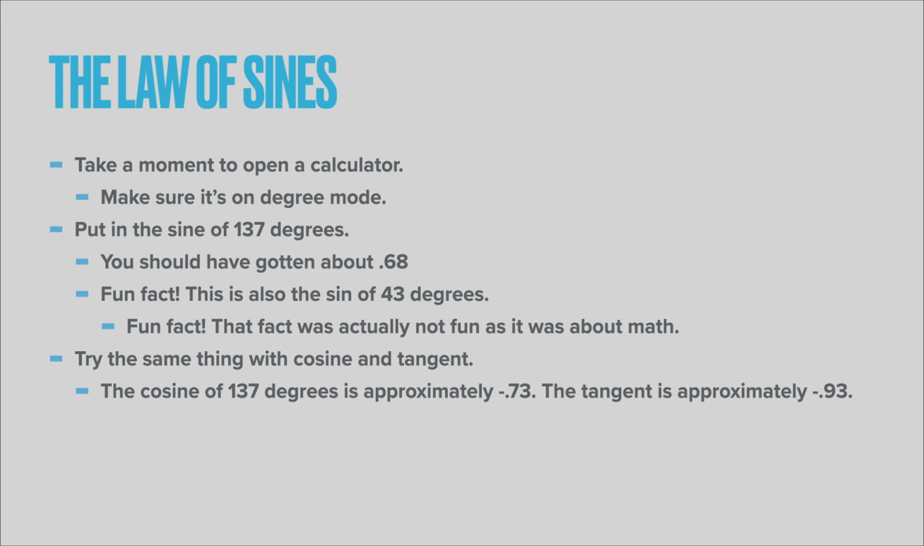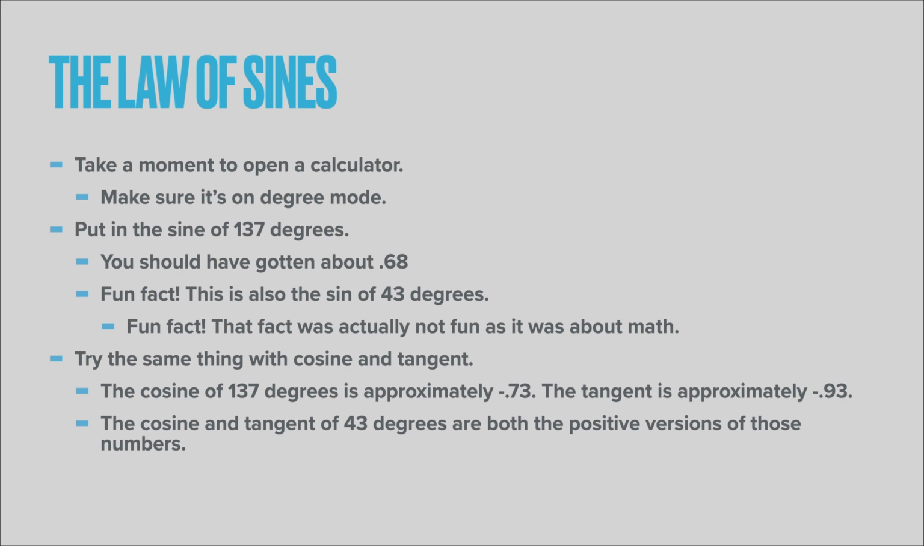Now, here's the interesting fact about that. The cosine and tangent of 43 degrees, which once again is 47 away from 90, is the positive version of each of those numbers. So the cosine of 43 degrees is 0.73, and the tangent is 0.93, positive both times. So now that we've established that we can do sine and cosine and tangent over 90 degrees, let's now go into the law of sines.